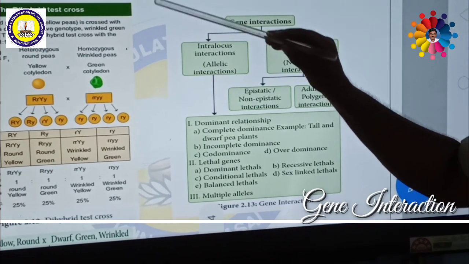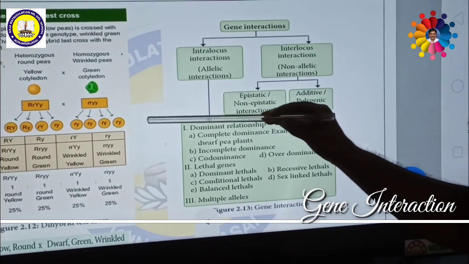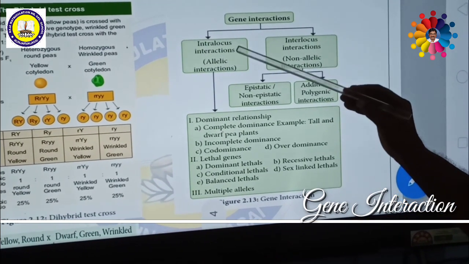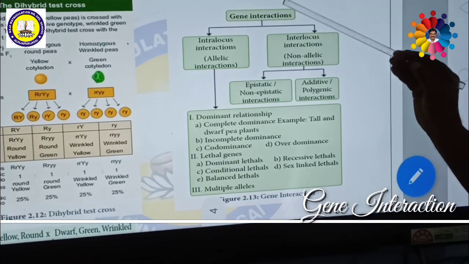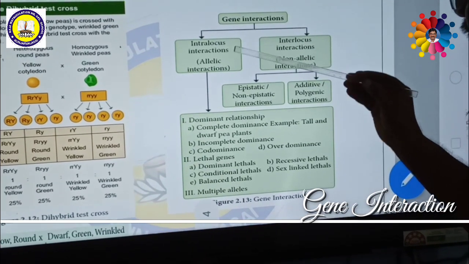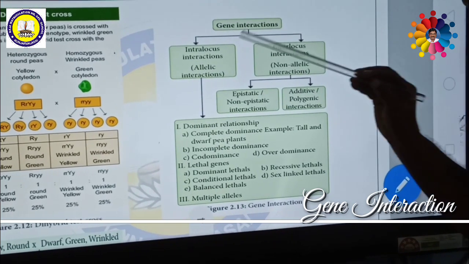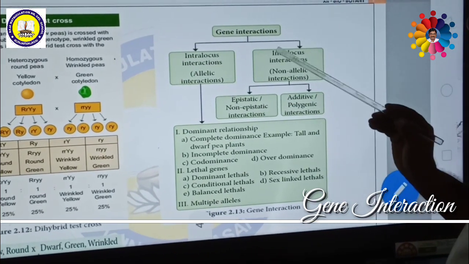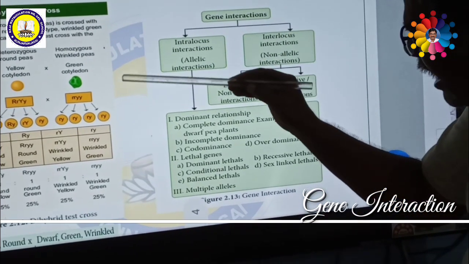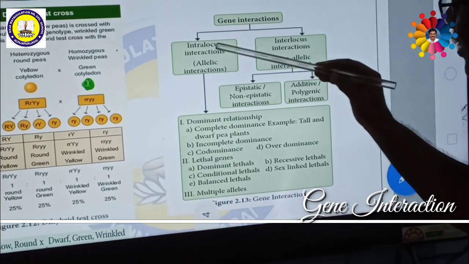What do you mean by locus? If you see a chromosome, the chromosome consists of a lot of genes arranged one above the other. So these loci are nothing but the location of the gene. That means a diagrammatic representation of where the gene is located in the chromosome. That is called locus. Locus means where the gene is present in the chromosome. So intralocus means, within the same locus, if there is any interaction which takes place, then this interaction is called intralocus interaction.